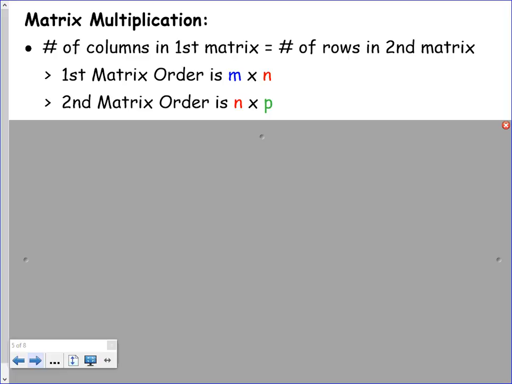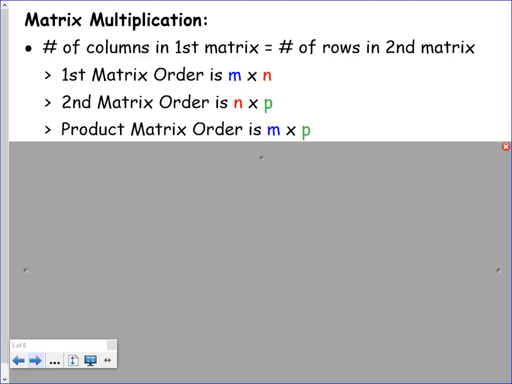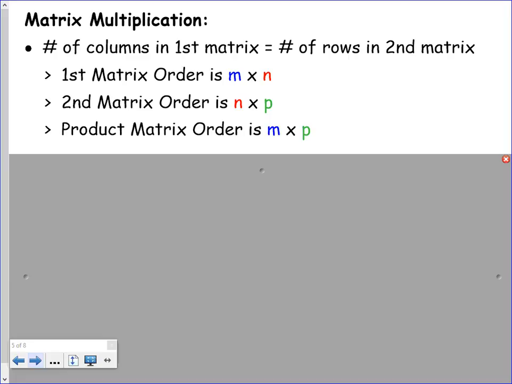If that's true, then that also helps you find the order of your product matrix. So if you can multiply matrices together, your product matrix will have a new dimension, whatever m by p is. So you can only square a matrix if it's a square shape. I would argue yes. Because you couldn't take a 2 by 3 times another 2 by 3.